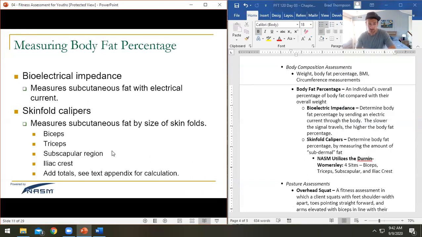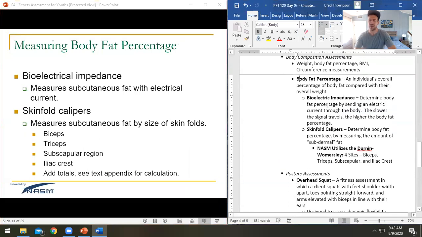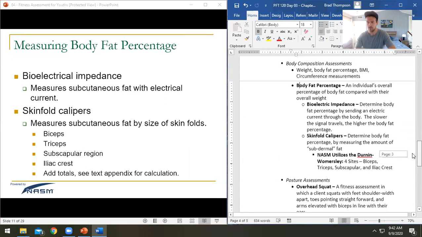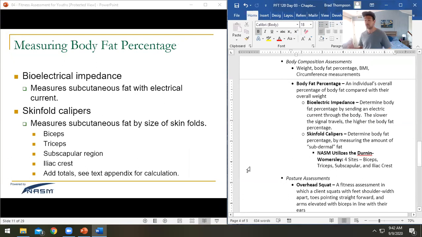When you're doing body fat percentage assessments, the example I keep giving is bioelectric impedance, but there are other methods as well. Oftentimes you're going to use either bioelectric impedance or skinfold calipers. Those are what we most commonly have access to.